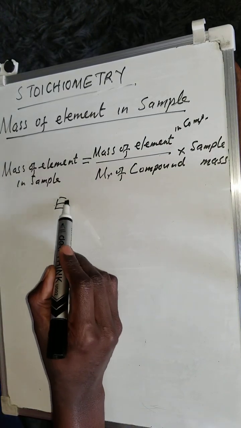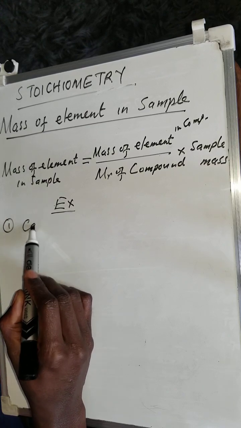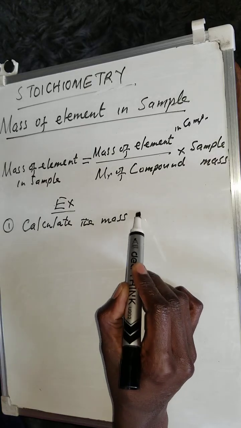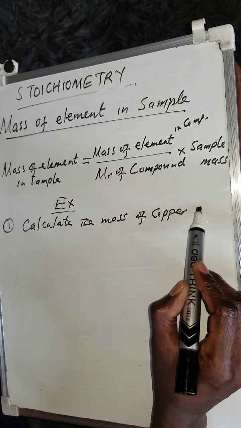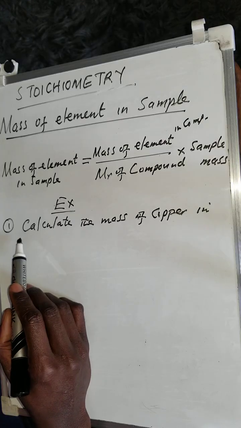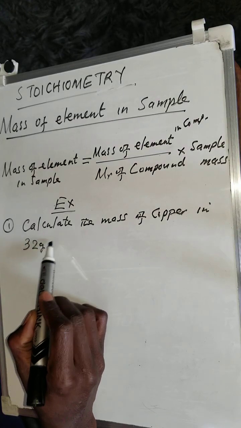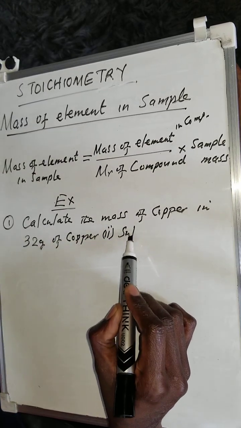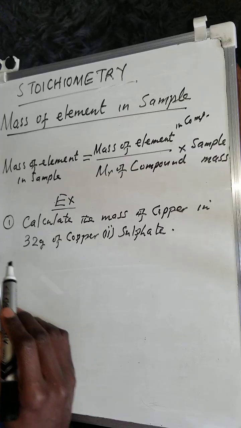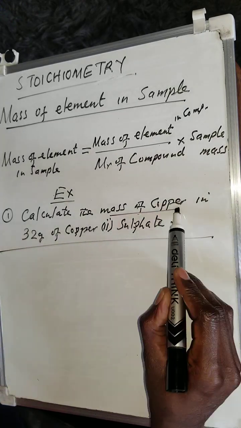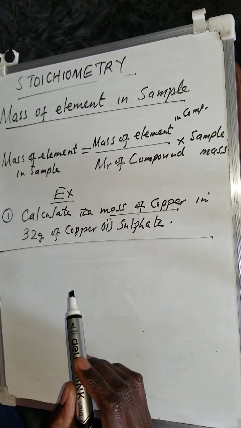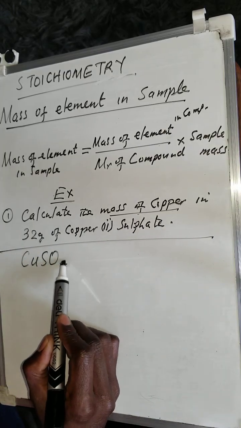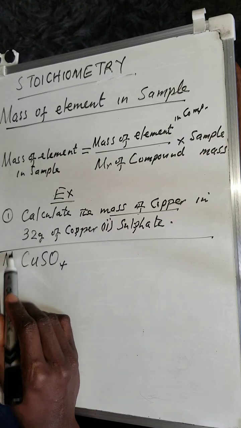For example, you might be asked to calculate the mass of copper in 32 grams of copper 2 sulfate. So how do you go about calculating that? Well, it's very simple. They want you to find the mass of copper in 32 grams of copper 2 sulfate. Remember the formula for copper 2 sulfate, the proper formula is that.